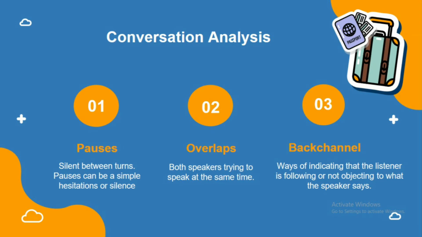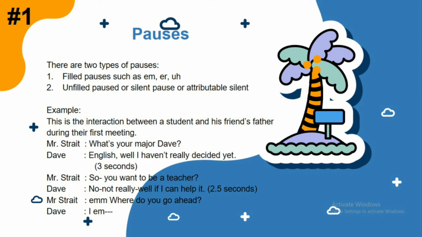And next, I want to explain about pause. Pause is silence between turns. Pause can be a simple hesitation or silence. A speaker is silent 2 until 3 seconds at the time of speaking. There are 2 types of pause. The first is filled pause, such as, and second is unfilled pause or silent pause. For example, the interaction between a student and his friend's father during their first meeting.